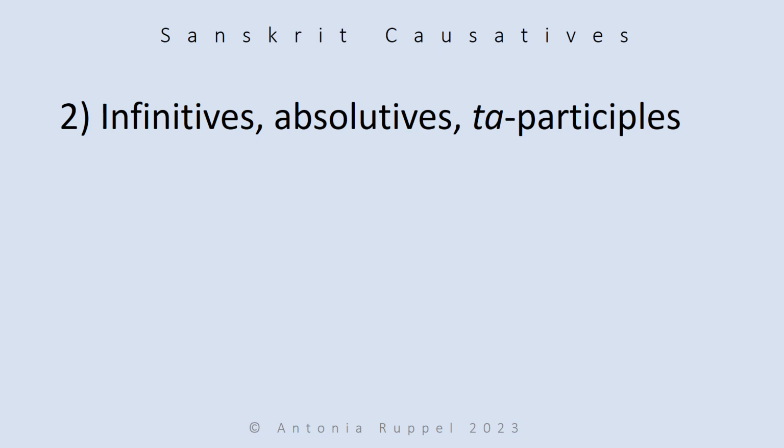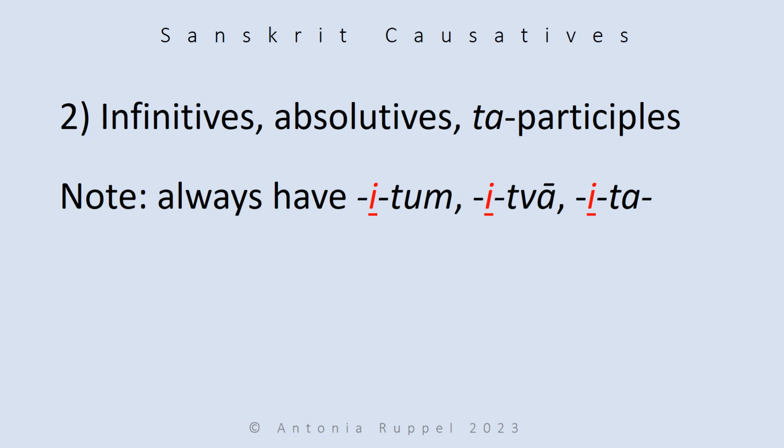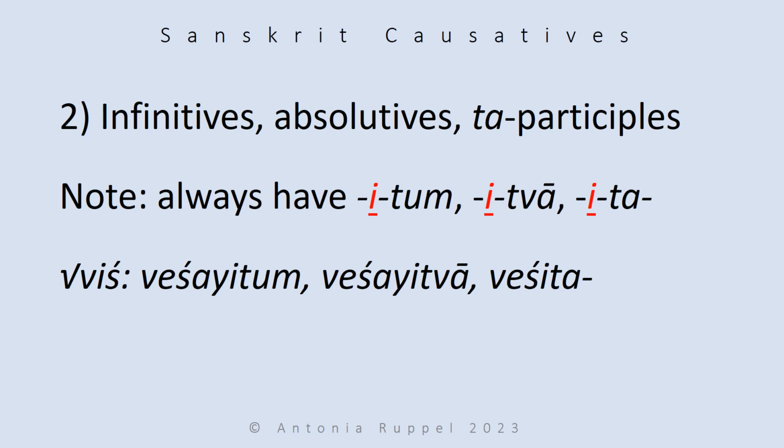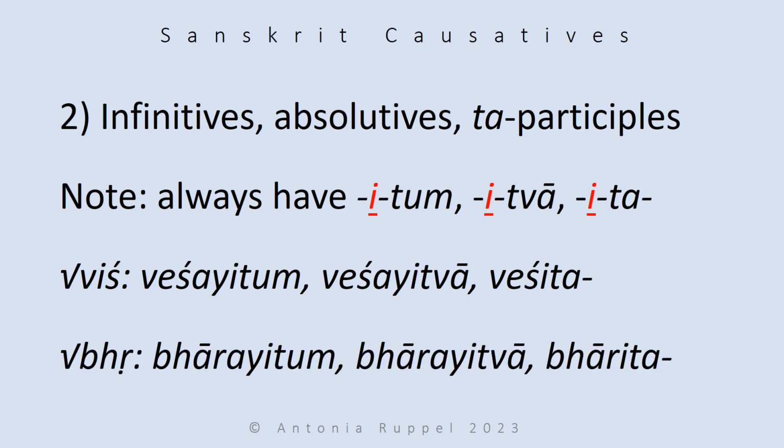So, infinitives, absolutives, and ta-participles of causatives always have itum, itva, and ita. You may remember that in classical Sanskrit, these forms can have tum or itum, tva or itva, ta or ita. And just by looking at a verbal root, you don't know whether you're going to get an infinitive in tum or in itum, an absolutive in tva or in itva, or a ta-participle in ta or in ita. With causatives, you can be certain that you always have itum, itva, and ita. So, for example, from vish, veshayitum, veshayitva, veshita, or from bhr, bharayitum, bharayitva, bharita.